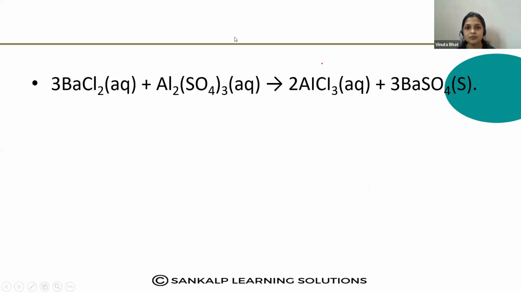The balanced reaction will be like this. 3 BaCl2, yes, 3 BaCl2, yes, here 2 AlCl3. Okay, already Al2(SO4)3 is there. Yes, it is balanced. Sorry. 3 BaCl2, Al2(SO4)3, 2 AlCl3, 3 BaSO4. This is the balanced chemical reaction.